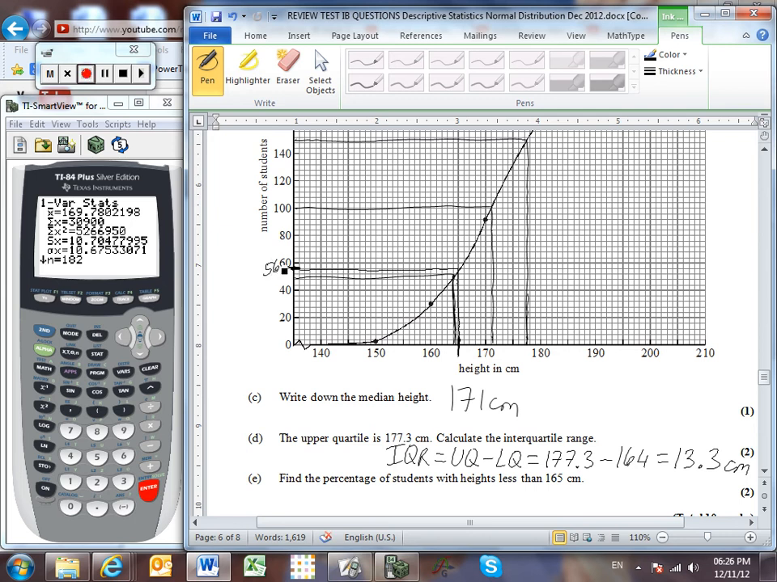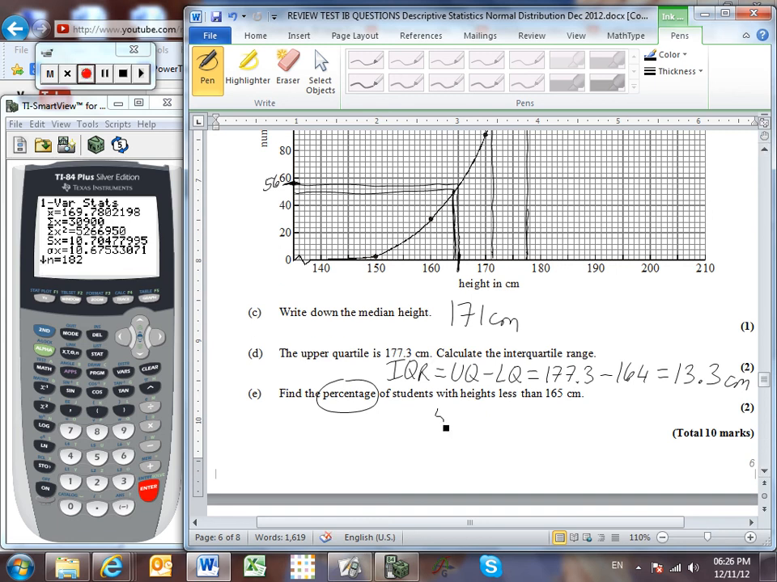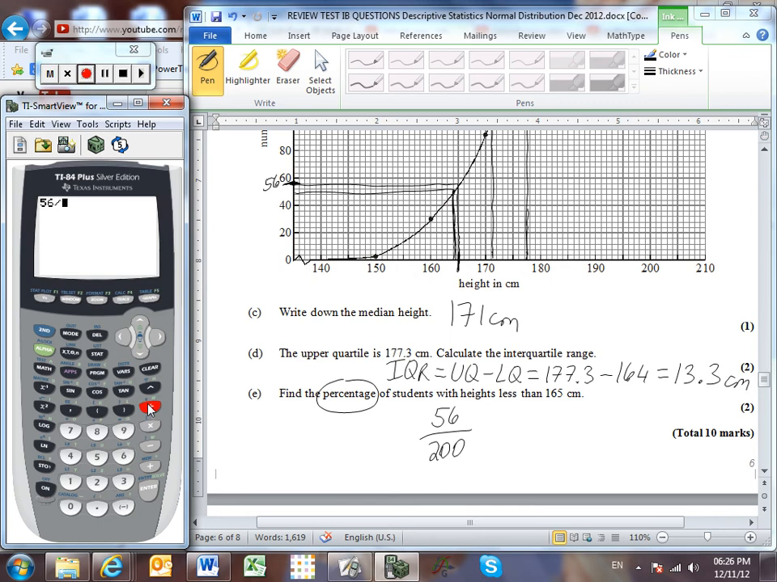So I know that 56 of my students have a height of less than 165, but it's asking for the percentage. So that's a ratio, isn't it? 56 students, so 56 out of my 200 students have got a height less than 165. I could do this in the calculator, 56 divided by 200, and then multiply by 100 to convert it into a percent.